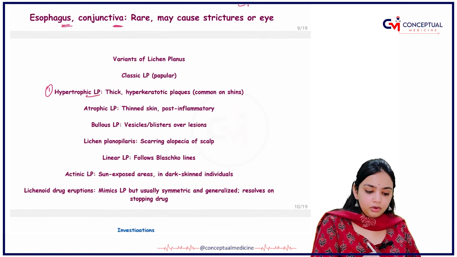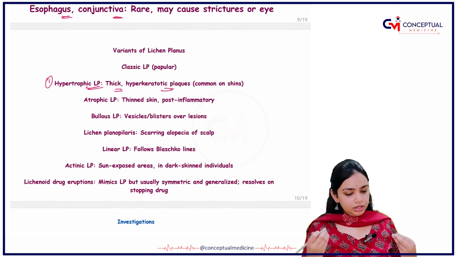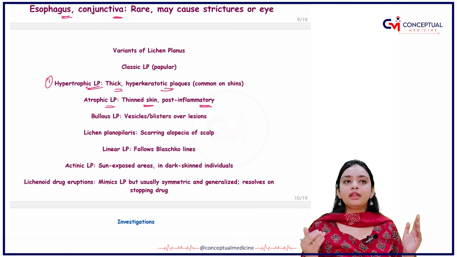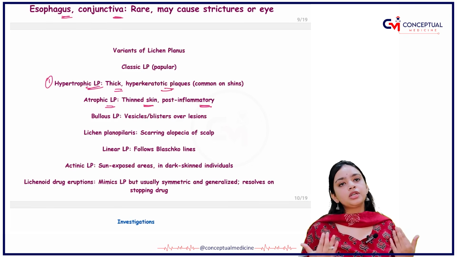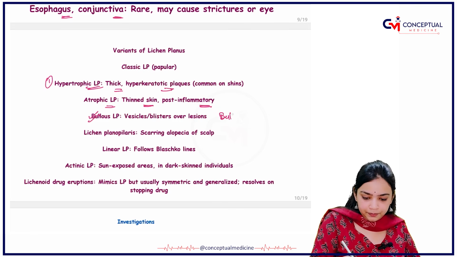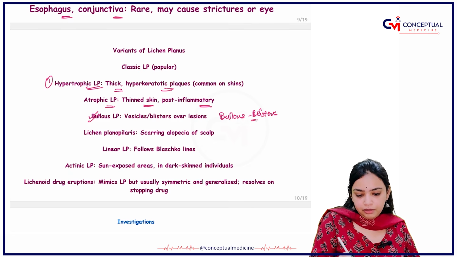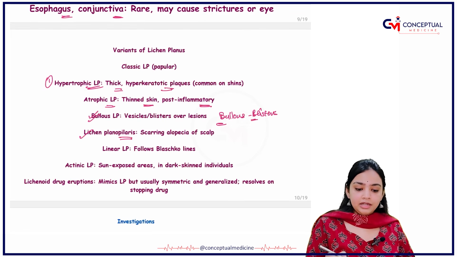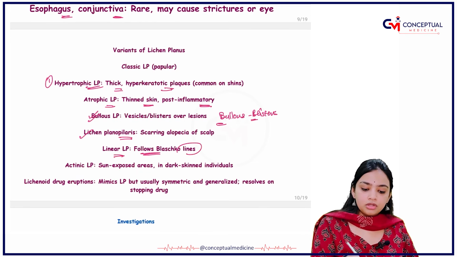First one is the hypertrophic lichen planus. Thick, hyperkeratotic plaques are found on the shin. In the atrophic lichen planus, you have thin skin and post-inflammatory change. Once the process of inflammation has occurred, we are able to appreciate the atrophic lichen planus. And the bullous one, B for B: bullous is for blisters. Then you have lichen planopilaris, that is scarring alopecia of your scalp. Then you have the linear lichen planus that follows the Blaschko's line.